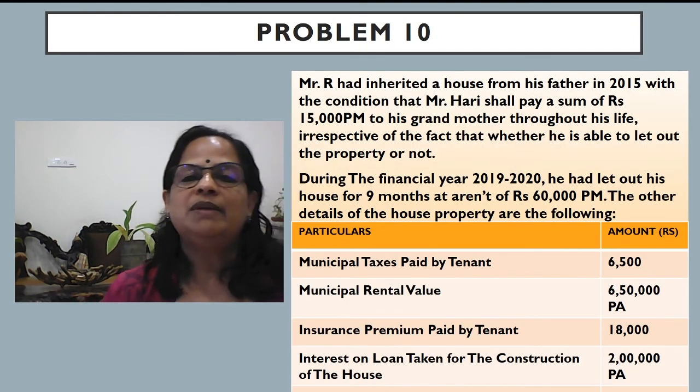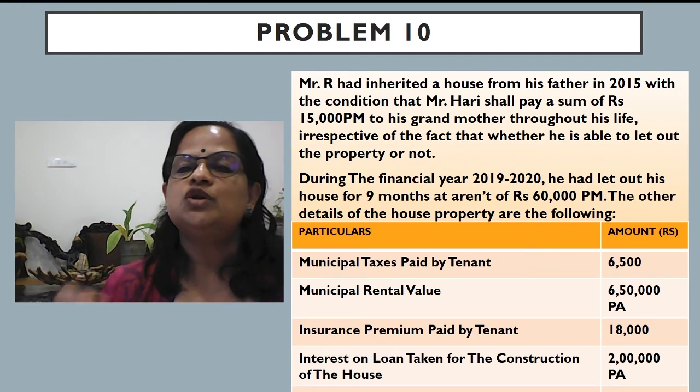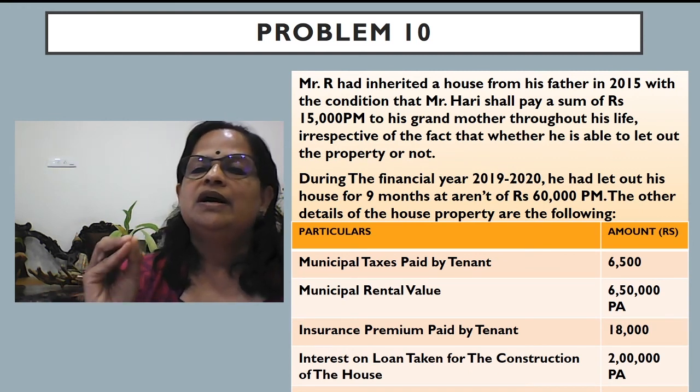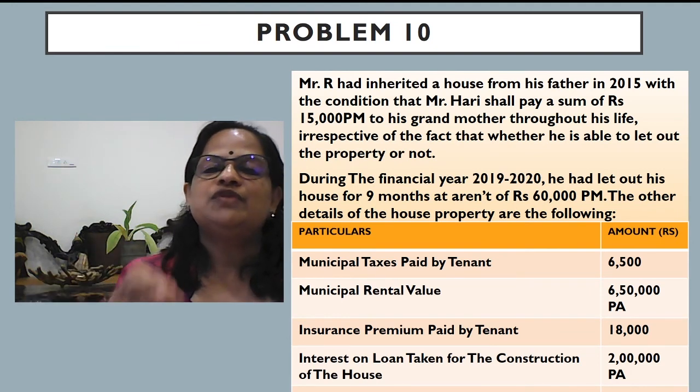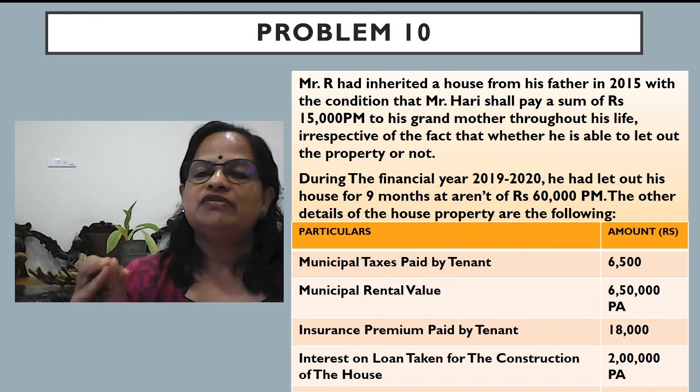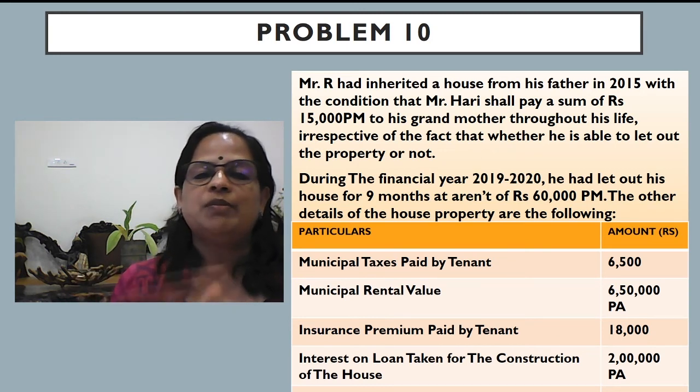Now the last problem. Mr. R had inherited a house from his father in 2015 with the condition that Mr. Hari shall pay a sum of rupees 15,000 per month to his grandmother throughout his life, irrespective of the fact that whether he is able to let out the property or not. That we don't have to consider for the calculation of house property.